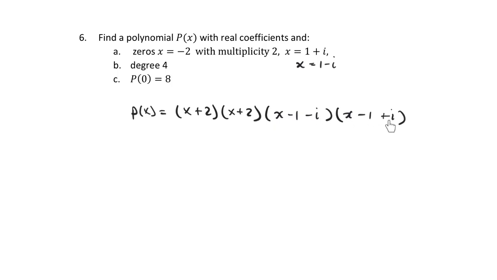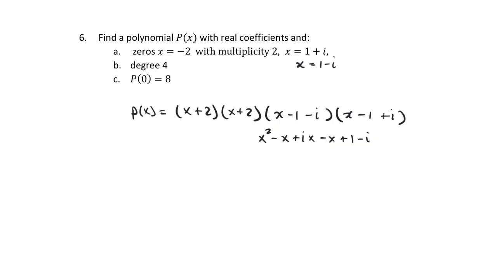I'd recommend you multiply these two factors together first. So x times x, x times negative 1, x times i, negative 1 times x, negative 1 times negative 1, negative 1 times i, and negative i times x, negative i times negative 1, and negative i times positive i. So I can do that first. So x times x is x squared, x times negative 1 is negative x, and x times i is positive ix. Now start with this negative 1 times x is negative x, negative 1 times negative 1 is positive 1, and negative 1 times i is negative i.